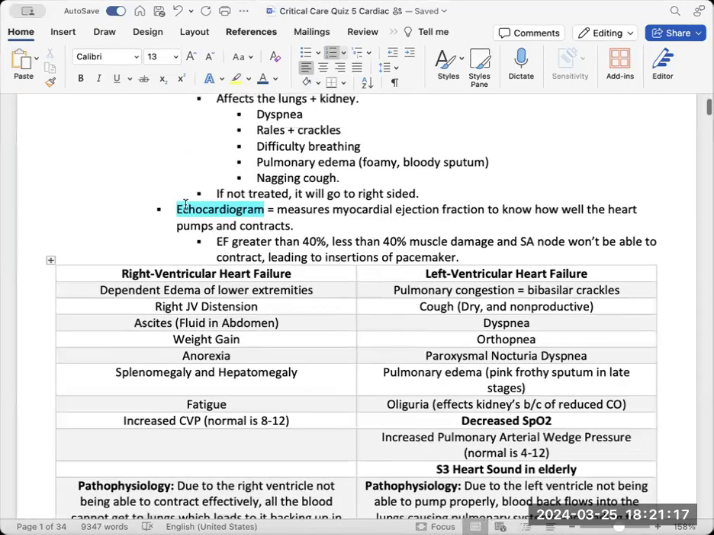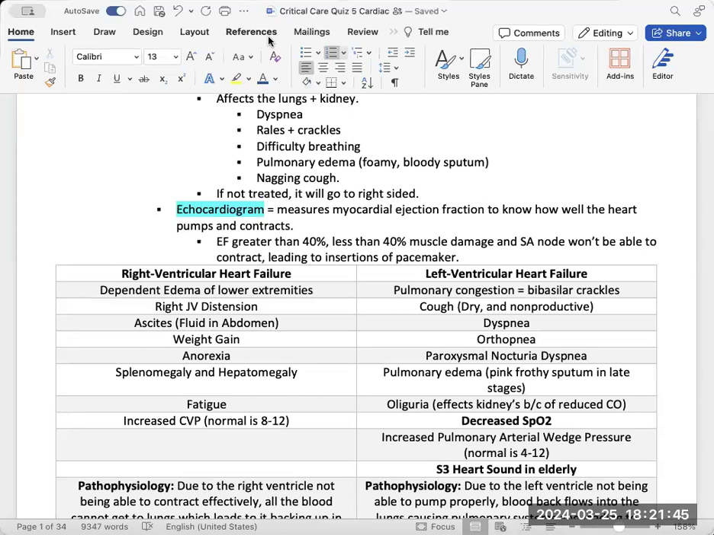And another thing that she mentioned for this question is an echocardiogram, which basically measures the myocardial ejection fraction. And the ejection fraction is really important because that just means how well the ventricle is able to contract. So if that ejection fraction is low, that means the heart isn't able to pump blood wherever it's supposed to be, right? And that typically correlates to the left side.